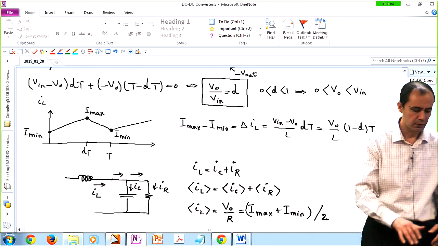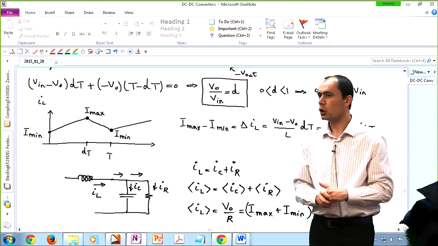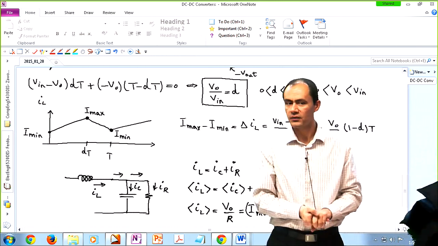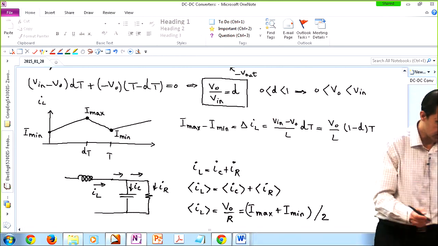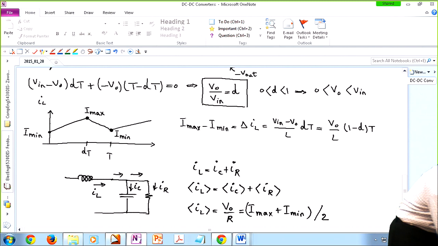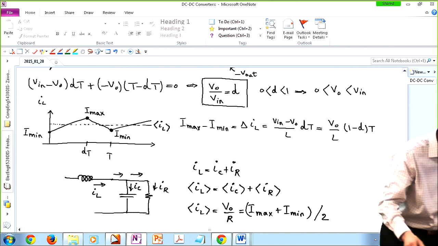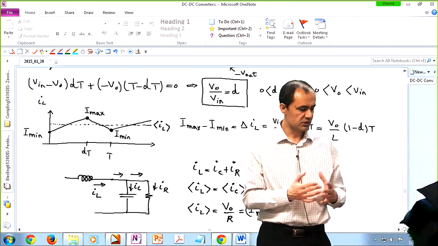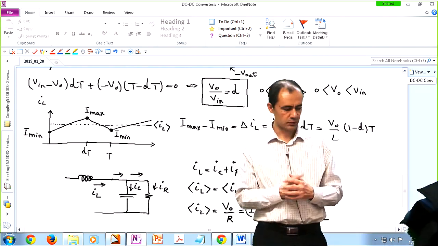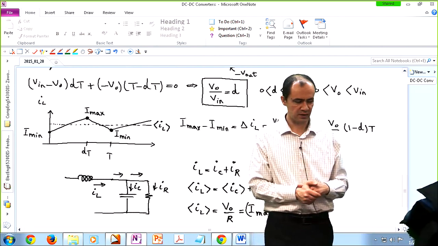Okay, how did I get the right-hand side over here? I just looked at the triangular waveform of the inductor current and wrote the average value of the signal. If I have a symmetric triangular waveform, the average value of that waveform, which is, for instance, this dotted line, is just the average value between Imax and Imin. So the average value of the inductor current is Imax plus Imin over 2. At the same time, it is the same as V out over R.